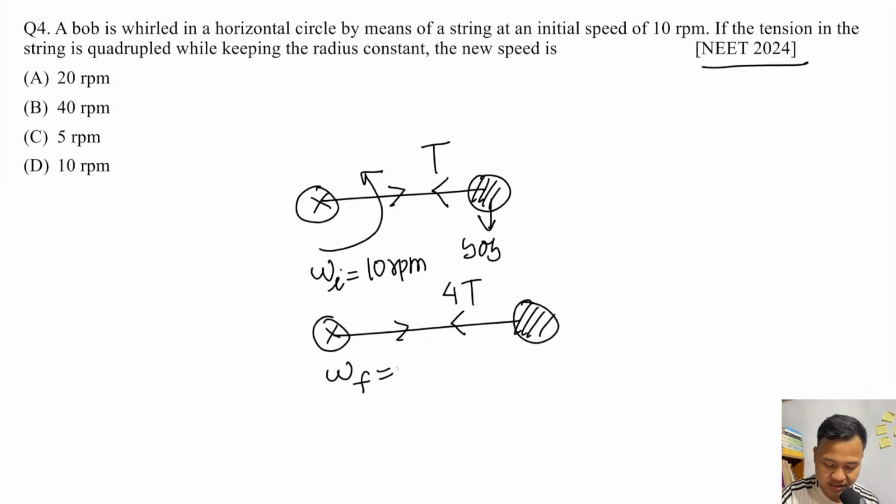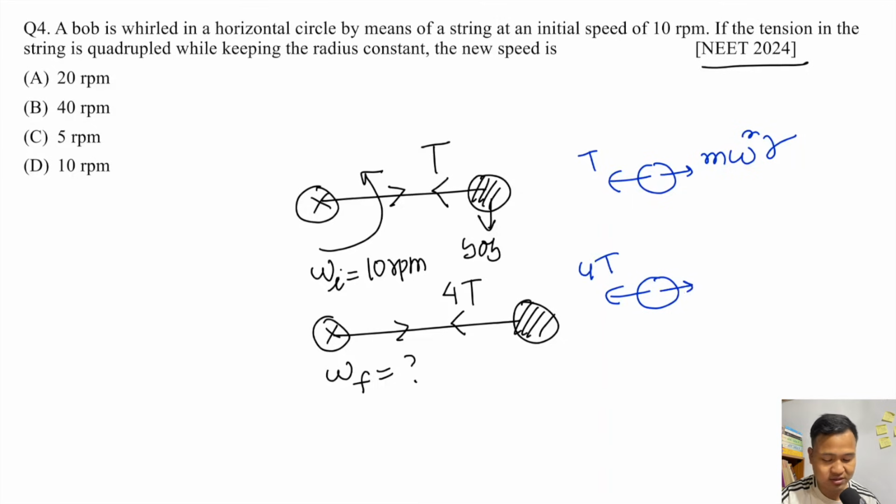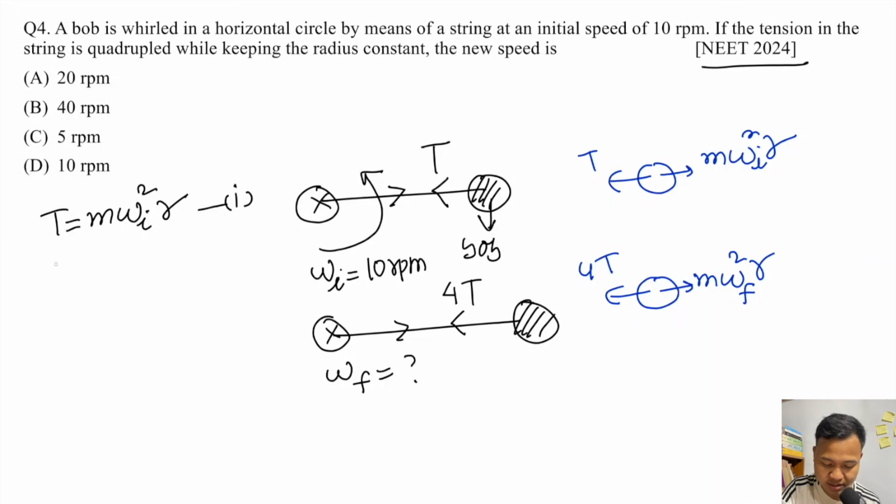So that is the question: the new speed will be what? In the first case, the tension is m omega square r. In the second case the value is 4T, which is m omega square r, where omega is now the final, and before it was the initial. So the first equation: T equals m omega initial square into r. Equation 1. Second: 4T equals m omega final square into r.